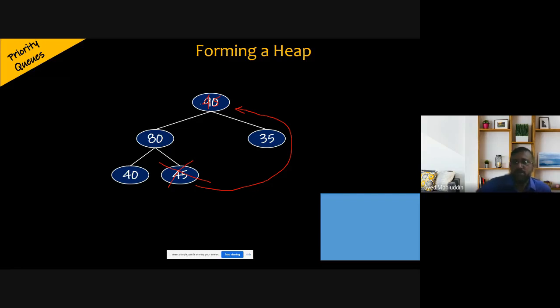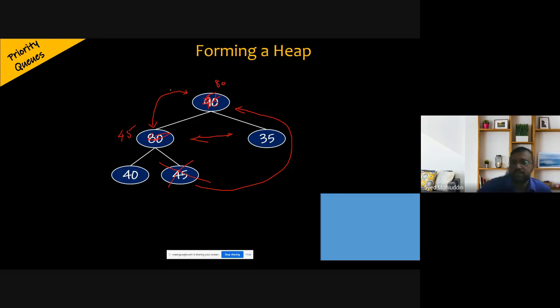So for the relational property, we will check its children. Which child is greater, the left child or the right child? In this case, it is the left child. Whichever is greater is swapped with its parent. So here instead of 45, we have 80, and instead of 80, we will have 45.